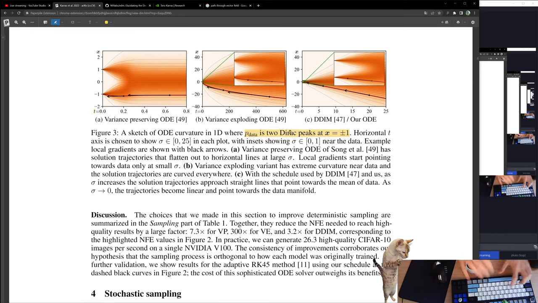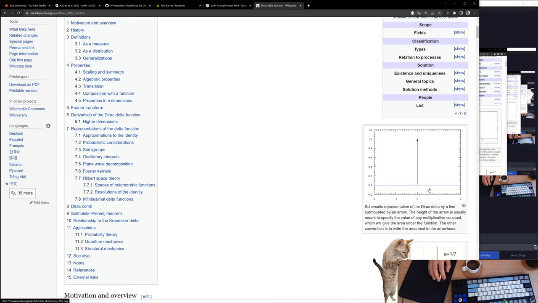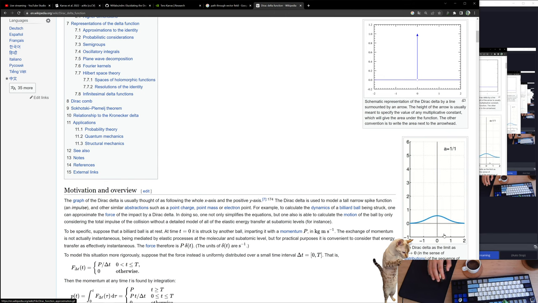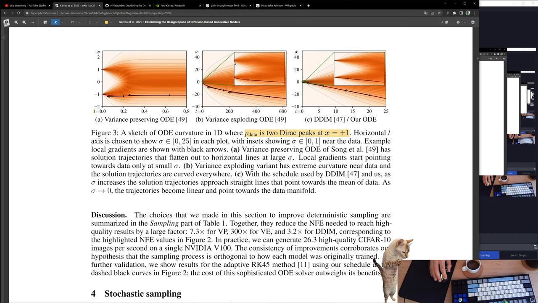Alright, so a Dirac delta function is just a function that has a very high peak at a specific point. So in one dimensional space, there's just going to be a peak at 1 and negative 1. That's why they're magnifying it here, right? Because no matter where you start from the noise, you should basically always end up going back to 1 and negative 1, because in this one-dimensional distribution for x, there's only basically two possible values. There's basically 1 or negative 1.